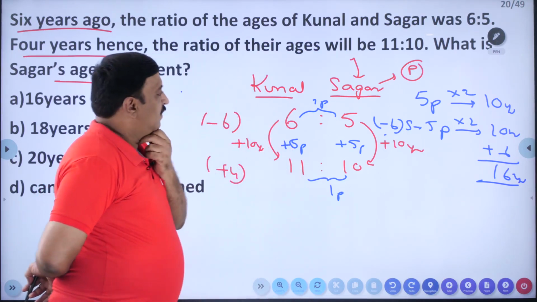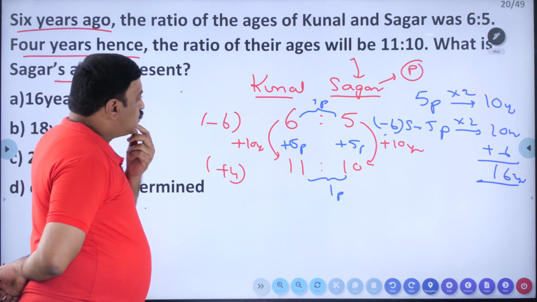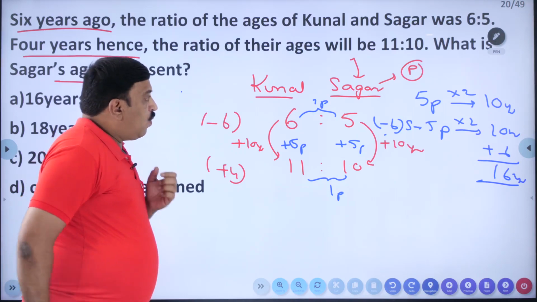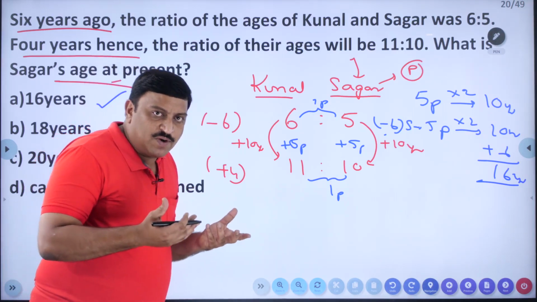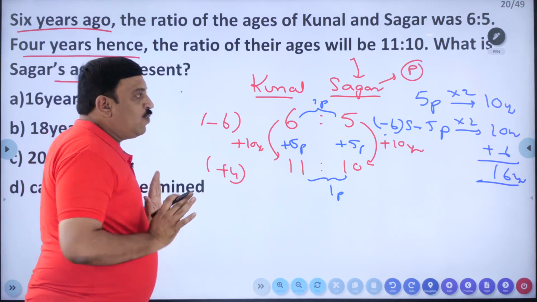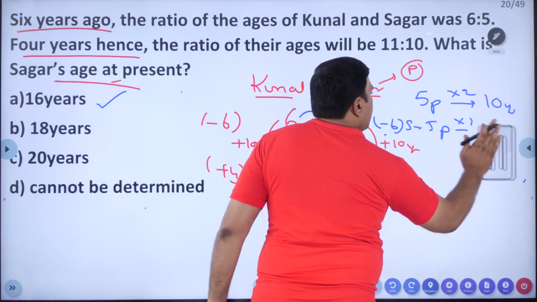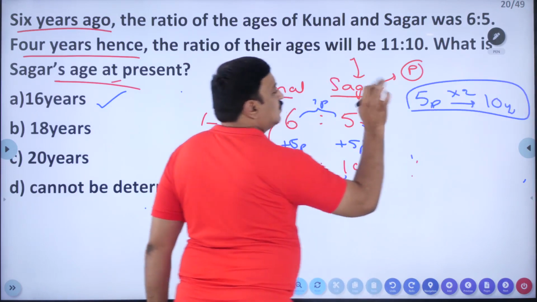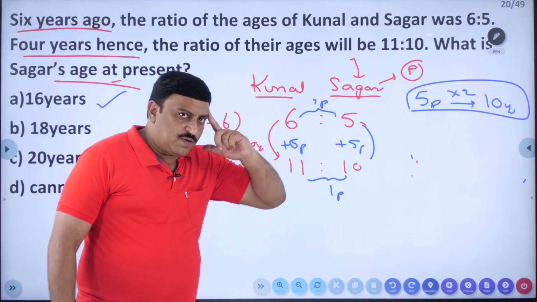Let us now do this. If I ask, in this question, what will be my obvious question? Kunal's present age. Just hold on, I am rubbing this one out. We have the logic that directly we have to multiply by 2. The ratio part should be multiplied by 2. That's all. That should be in our mind.